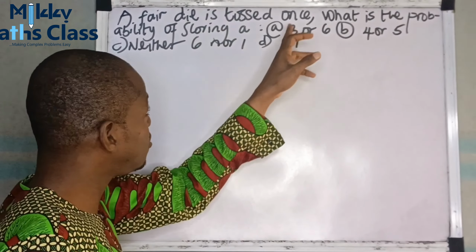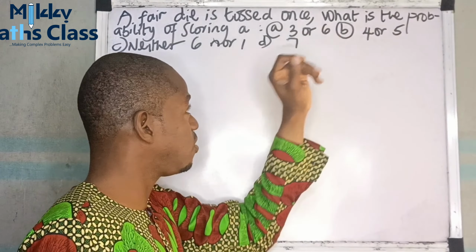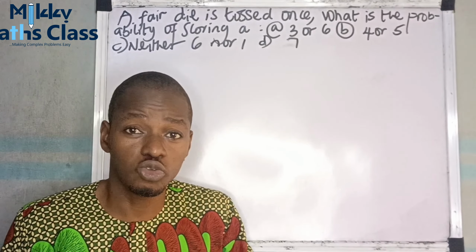Come along, there's a question on probability that we have. It says a fair die is tossed twice. What is the probability of scoring a 3 or a 6? This type of probability is what we call the mutually exclusive event.